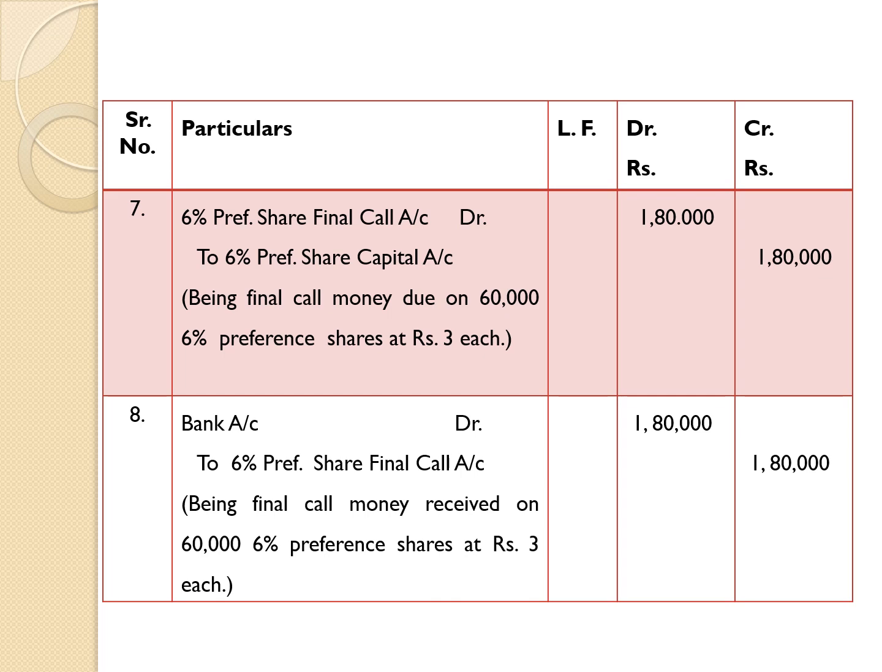So, here we are concerned with the journal entry, which is recorded as 6% preference share final call account debit 1,80,000 to 6% preference share capital account 1,80,000, being final call money due on 60,000 6% preference shares at rupees 3 each. It is also noted that all money due on final call has been received by the company.